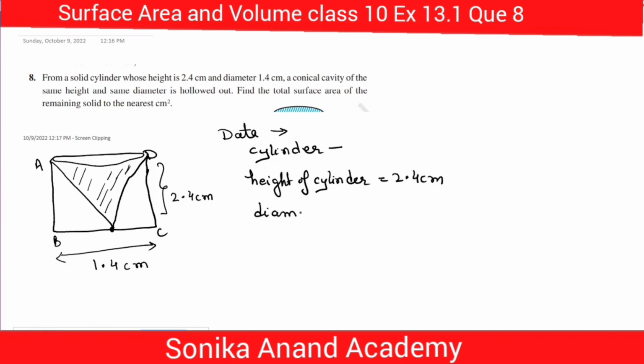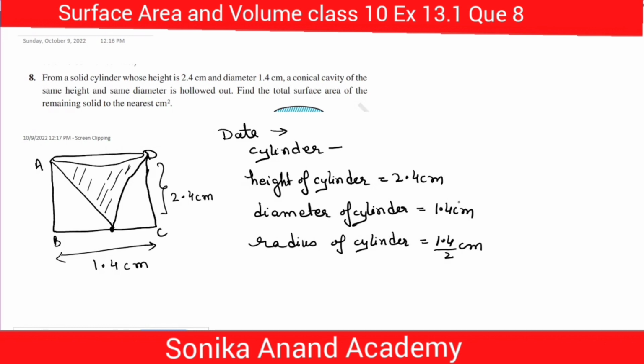Diameter of cylinder, which is equal to 1.4 centimeter. So now radius of cylinder, we have to divide it by 2. So 1.4 by 2 centimeter, 0.7. Now for the cone. Now radius of the cone is same as that of the cylinder, same diameter. So radius of the cone becomes 1.4 by 2 centimeter.